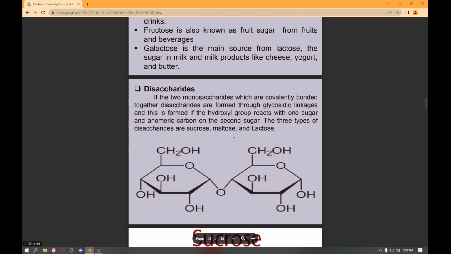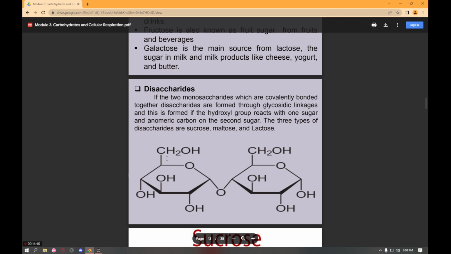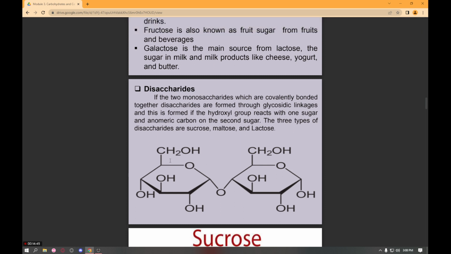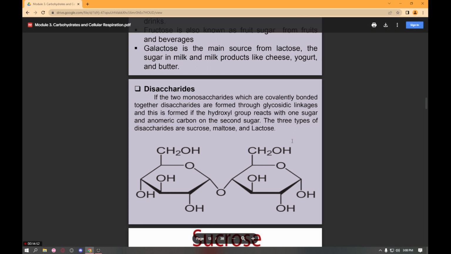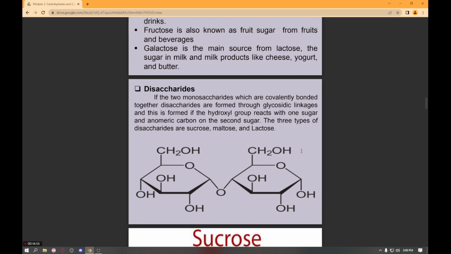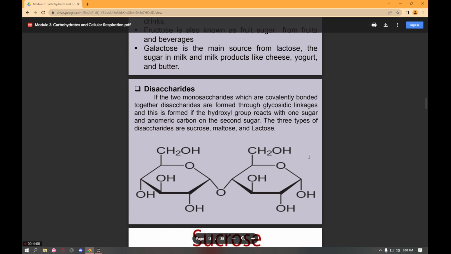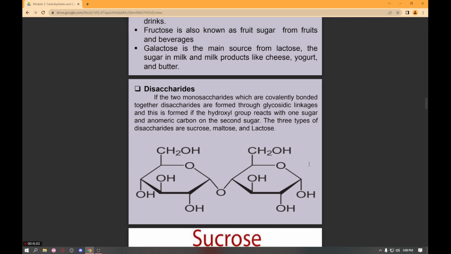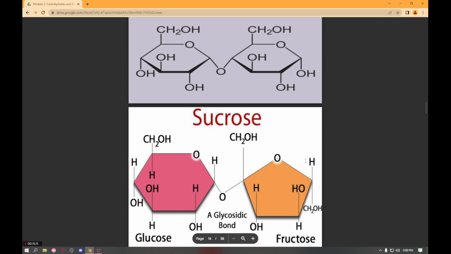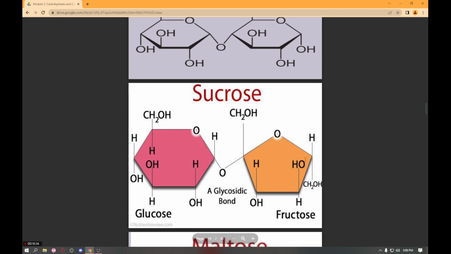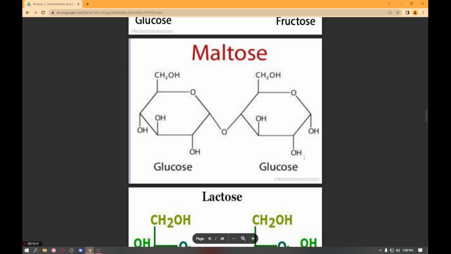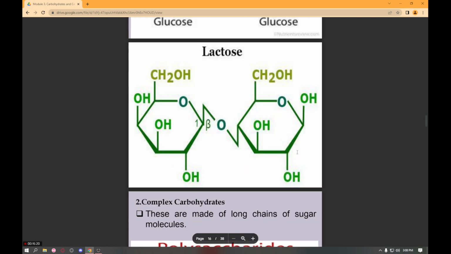How about when you say disaccharides? If you notice, class, they are made of two rings, or the benzene ring. So these are two monosaccharides which are covalently bonded together. The disaccharides are formed through glycosidic linkages, and this is formed when the hydroxyl group of one sugar reacts with an anomeric carbon at the second sugar. So which means that they are combinations of two monosaccharides. Like for example, these are your sucrose, the combination of your glucose and your fructose. Your maltose is a combination of two glucose, and your lactose is a combination of your galactose and your glucose.